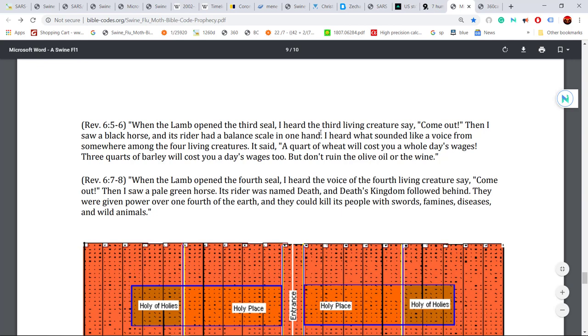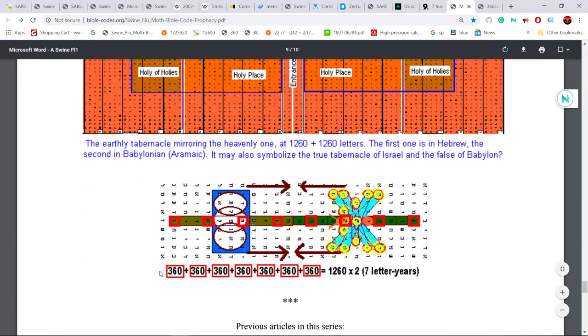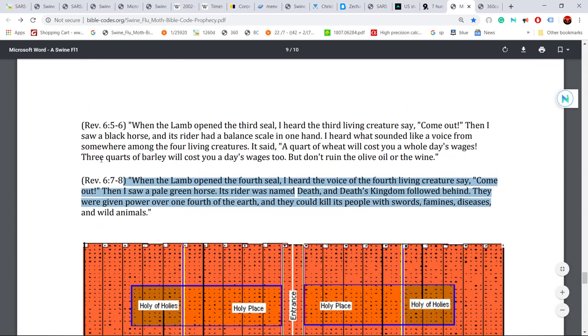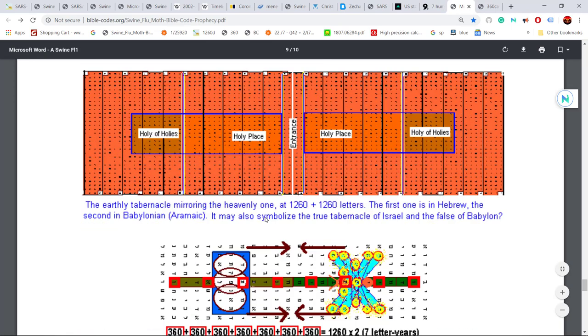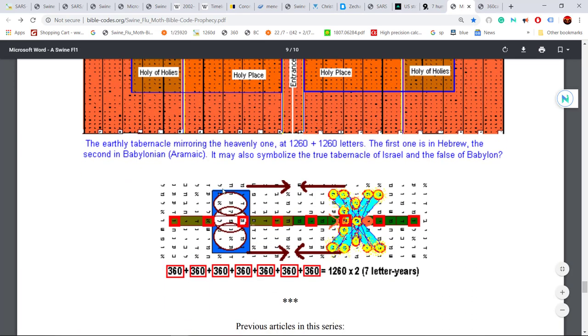Okay, so this verse is about economic collapse. This verse is about disease and the famines. We got these two events coinciding right now. That's this, right? I'm saying that the third seal is like this here with the scales, and the fourth seal is like this with the moth. That's what they represent.